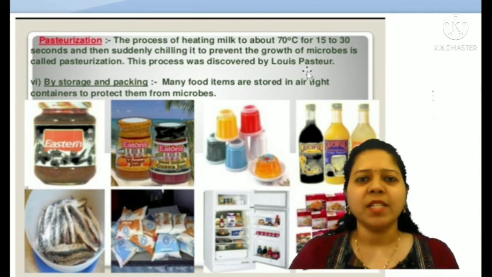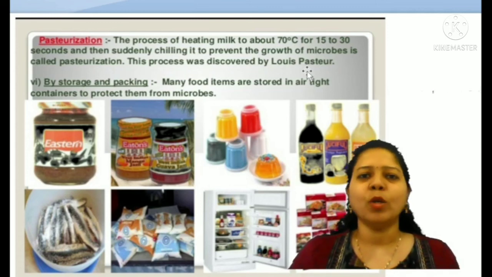Pasteurization is a process in which we heat milk at 70 degrees Celsius for 15 to 30 seconds, and because of that, growth of microorganisms will not take place, and that's why we are able to prevent the milk from spoiling. And this method of pasteurization was discovered by the scientist Louis Pasteur.